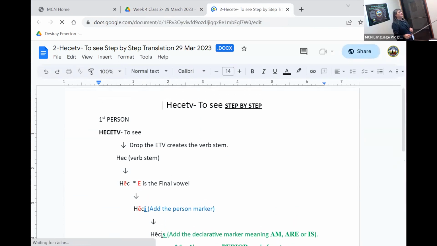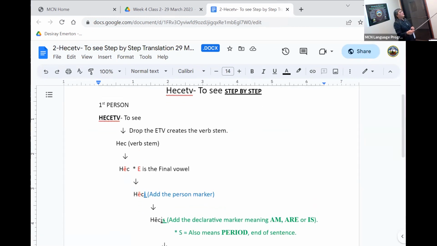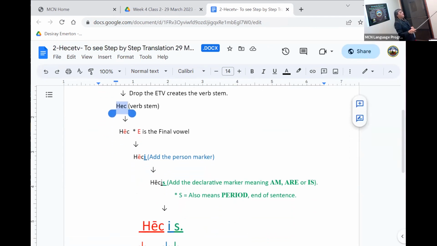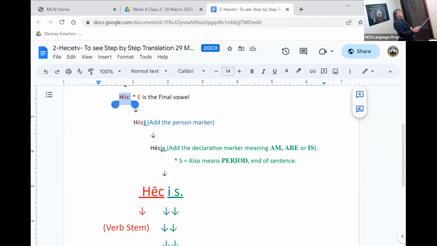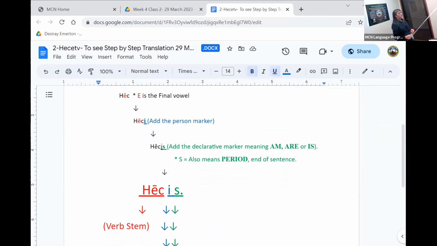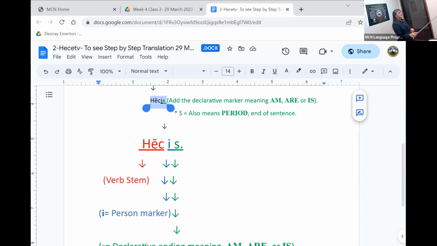Here's another one, to see: hijira. Drop the ETV and it creates the verb stem. You've got that right here. I know it seems repetitive, but it helps to keep going over these. You see that the E is the final vowel, so we created the long mark over it. You have your person marker on your next step, then your declarative ending, which also means the period at the end of the sentence.